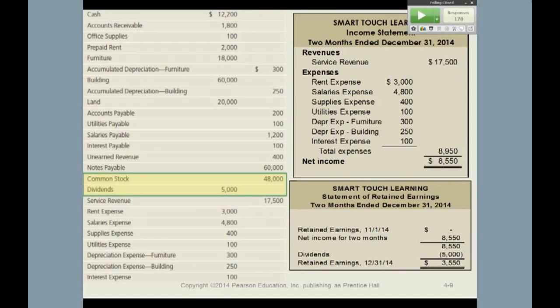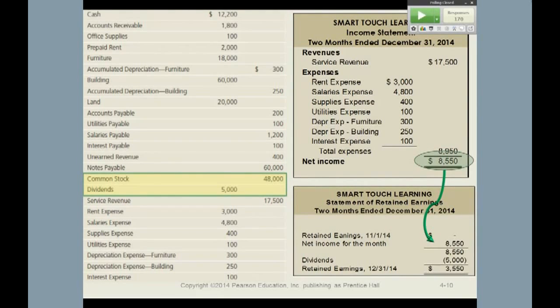Then net income for the 2 months comes from the income statement, so we should see that here. So the income is coming off of the income statement into the statement of retained earnings, and that's going to be your point of articulation. And the retained earnings for the period is going to go into the balance sheet. Now, the balance sheet that we'll see will be unclassified, and we'll talk about that in a second.